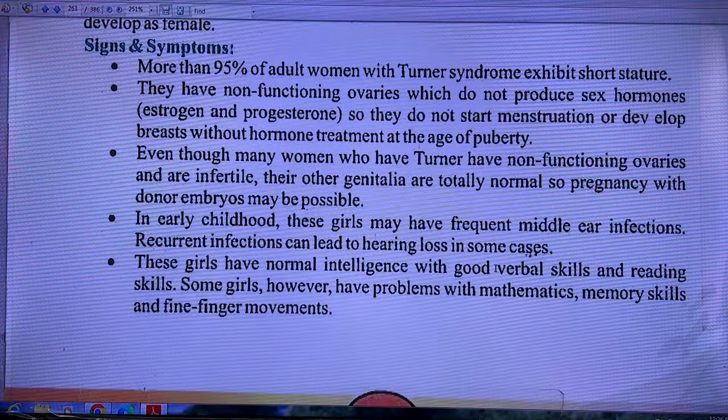In early childhood, these girls may have frequent middle ear infections. Recurrent infection can lead to hearing loss in some cases. These girls have normal intelligence with good verbal skills and reading skills. Some girls, however, have problems with mathematics, memory skills, and fine finger movements.